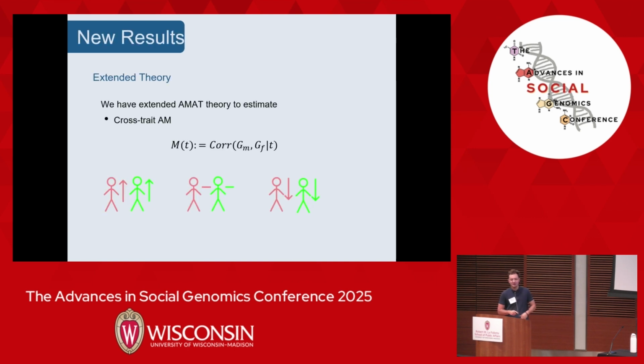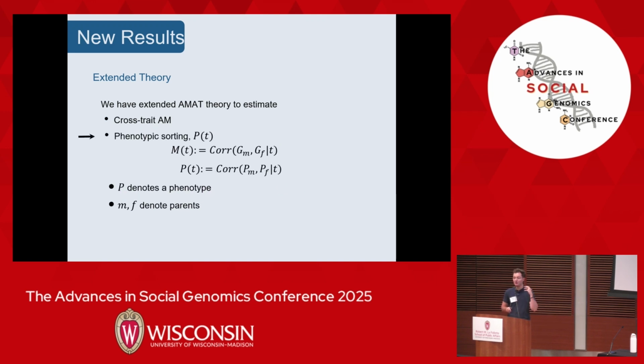All right, so now let's talk about the second element of our extended theory. First of all, we estimated cross-trait assortative mating, and now we also estimate phenotypic sorting over time.